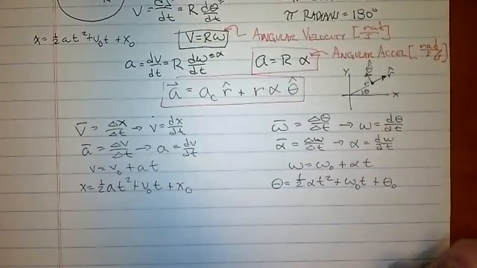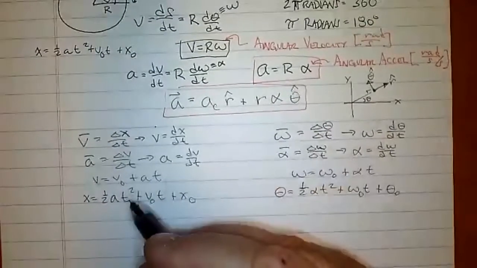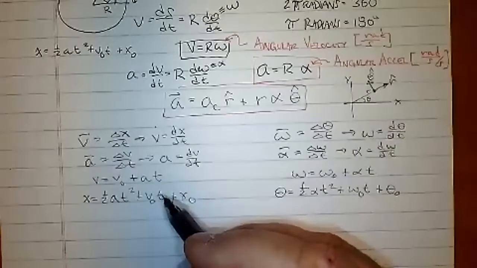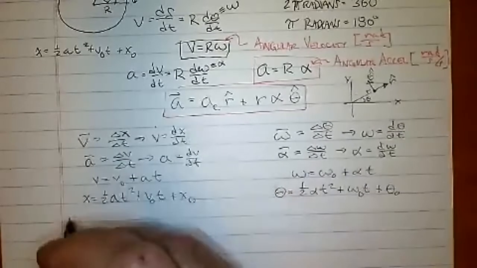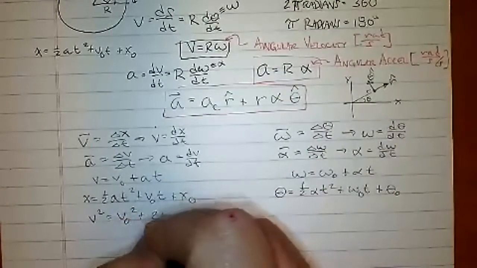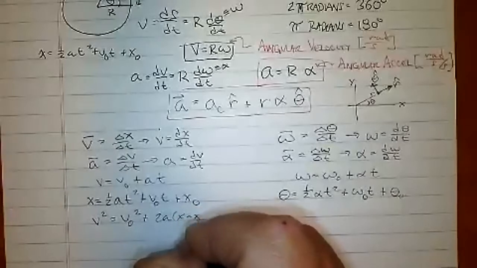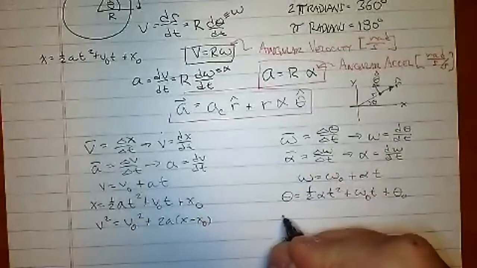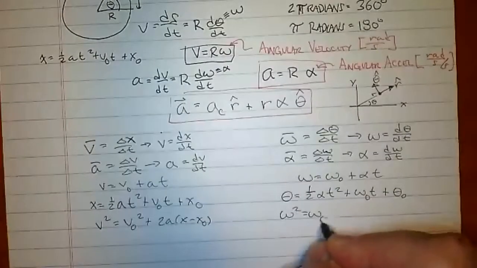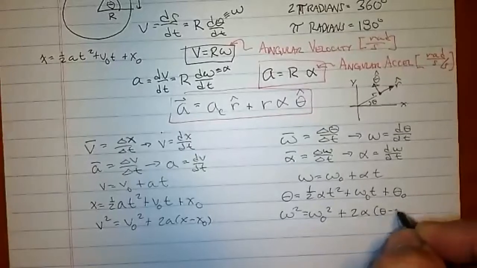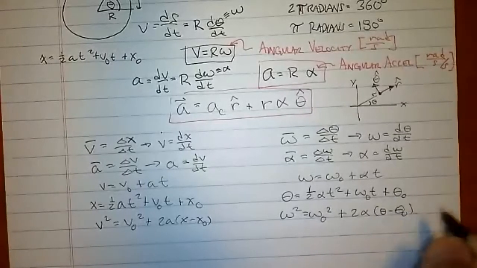And if you remember from kinematics, we were able to eliminate the t in here by solving this for t and plugging it in here and here. That allowed us to remove the t, and we end up getting v squared is equal to v0 squared plus 2a(x minus x0). Well, it turns out you can do the same thing with this, and you'll get omega squared is equal to omega 0 squared plus 2 alpha (theta minus theta 0).